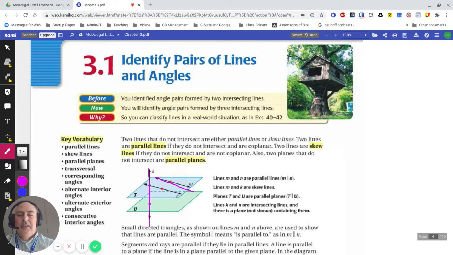So I've got parallel lines, I've got skew lines, and then I also have the idea of parallel planes. Think of the ceiling and the floor in the room that you're in. When I look at the ceiling and the floor, they never cross each other, so they're parallel, and in that case, they would represent parallel planes.